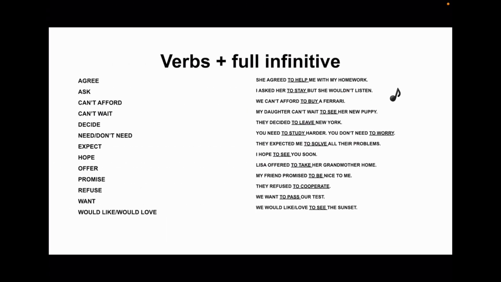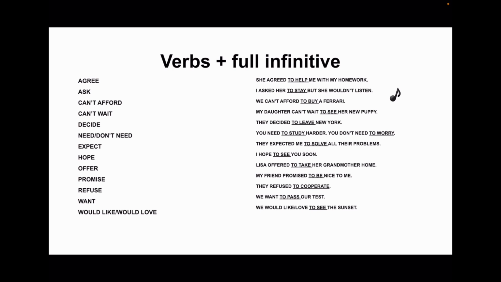So let's start with our first type of verb pattern, verbs plus full infinitive. For example, agree. She agreed to help me with my homework. Ask. I asked her to stay, but she wouldn't listen. This is actually a song. I don't know if you can guess what song it is. Can't afford. We can't afford to buy a Ferrari. Well, I should think so. It's a little bit expensive.